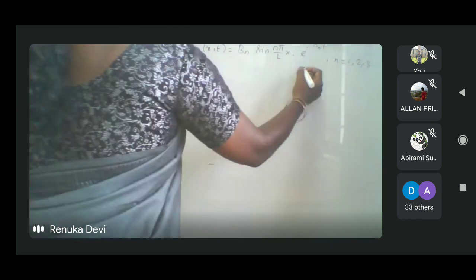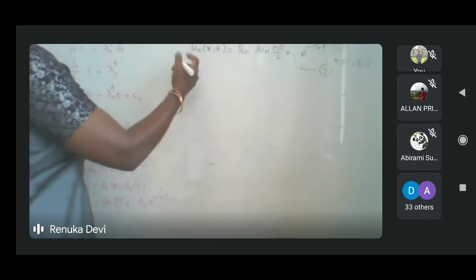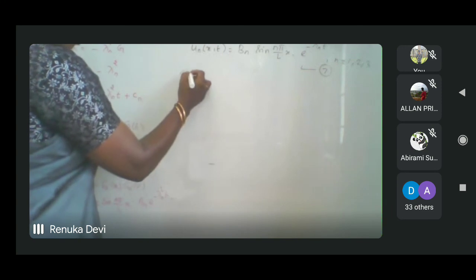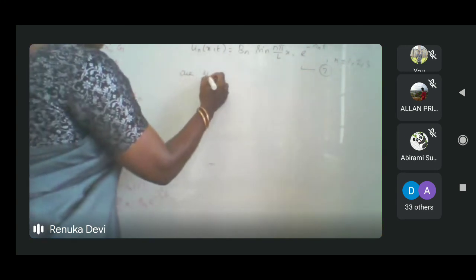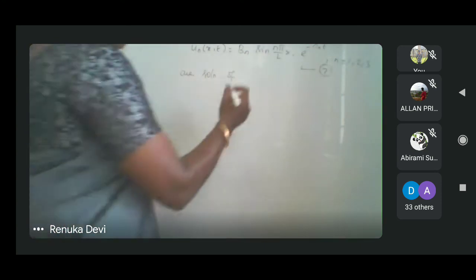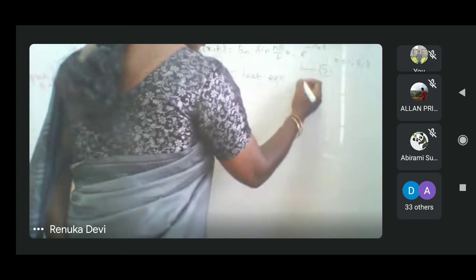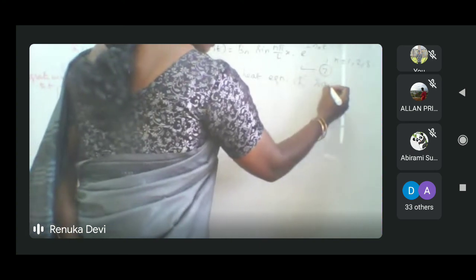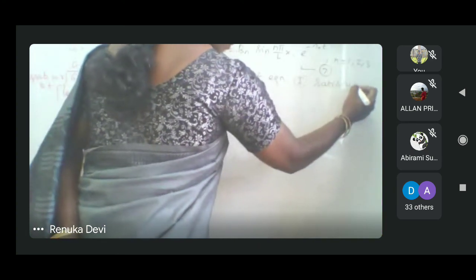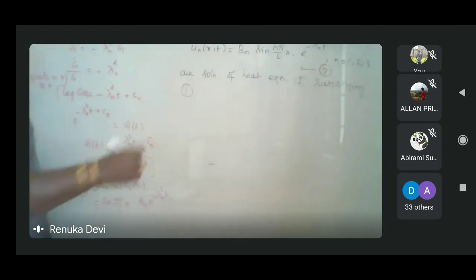So this is equation 7, isn't it? These un are called solutions of the heat equation, equation 1, satisfying the boundary properties. What are the boundary properties? Equation 1 again, isn't it?